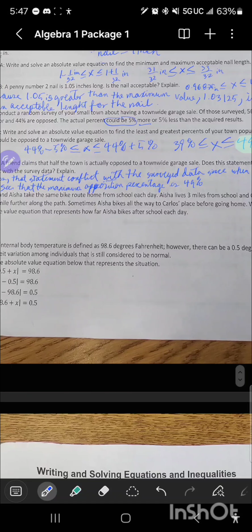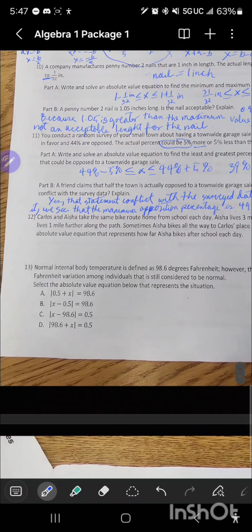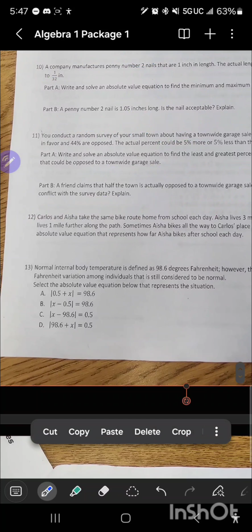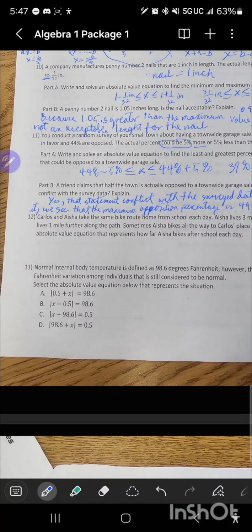Sometimes Aisha bikes all the way to Carlos' place before going home. Write an absolute value equation that represents how far Aisha bikes after school each day.